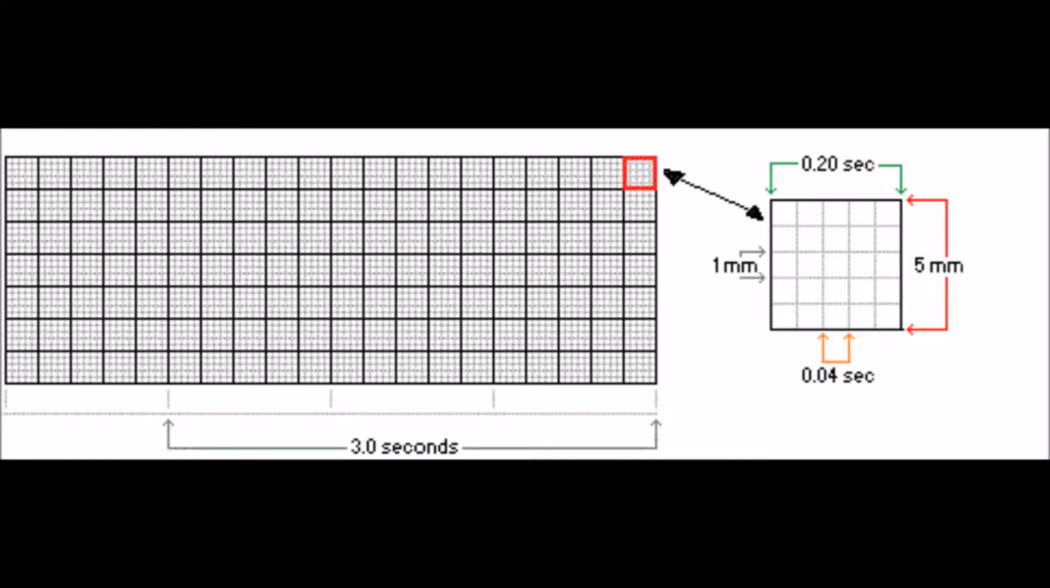On the grid paper here, you will see that it'll break down in time. We look at the overall larger boxes at 0.20 seconds, and then the smaller boxes within are broken down into 0.04 seconds, so that 5 of the 0.04 second boxes equal one 0.20 second box.